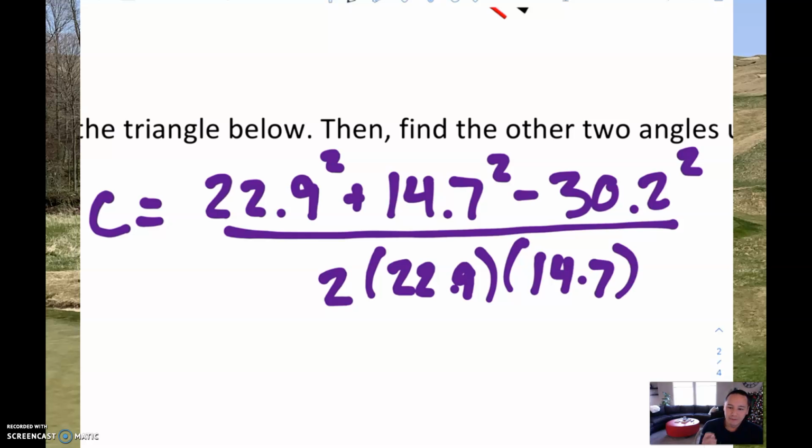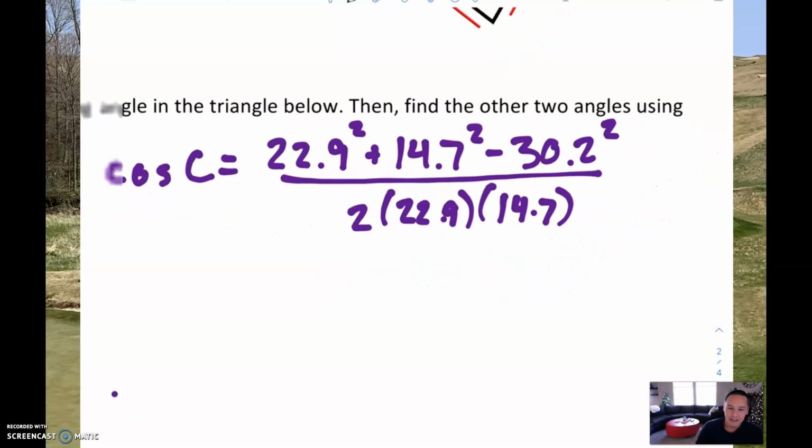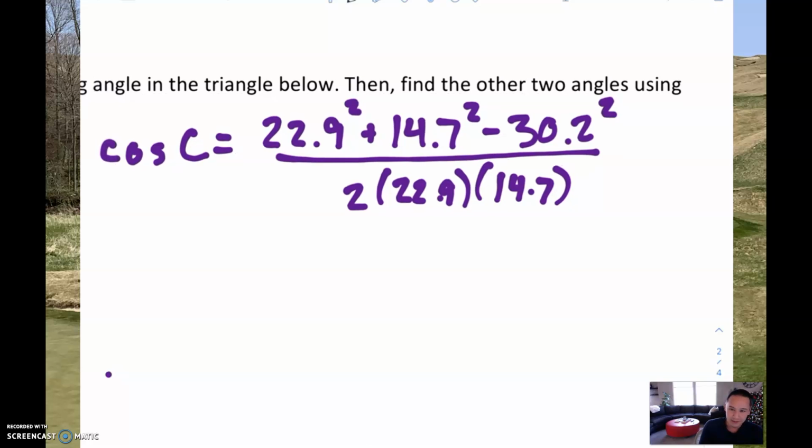Now be really careful about how you type this into the calculator. If you just type it in the way that I just said it, 22.9 squared plus 14.7 squared minus 30.2 squared divided by 2 times 22.9, that times would end up going on the top, and we don't want that to happen. So it might be a good idea to put parentheses around this and then also parentheses around this when you're typing it in, if you're doing it on a graphing calculator. If you do it on Desmos, you can make it appear the way it looks on the screen, and it's a little more user-friendly.